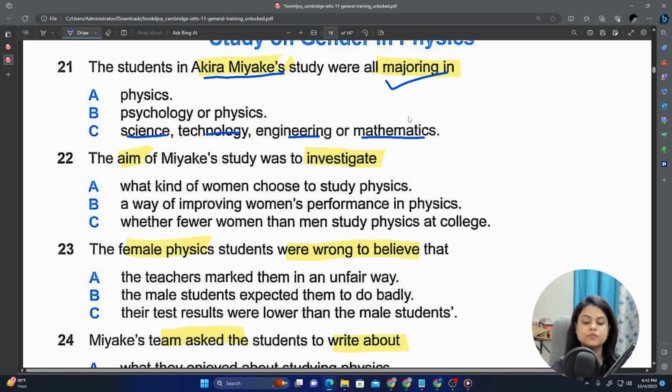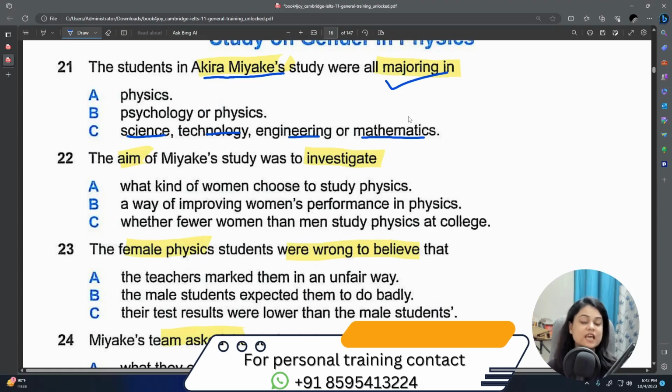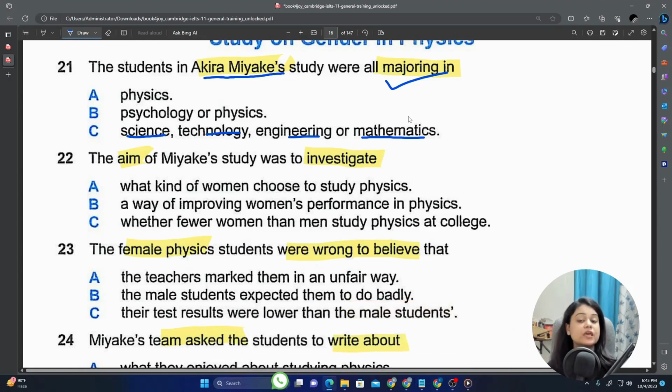That's correct. Okay, so you guys can see I marked all the important keywords that were necessary in solving this question. That is Akira Miyake's study and the students, they were all majoring in. Lisa said that they weren't majoring in physics, but they are actually majoring in STEM disciplines such as science, technology, engineering or maths, right? So you guys can see she said they weren't majoring in physics.